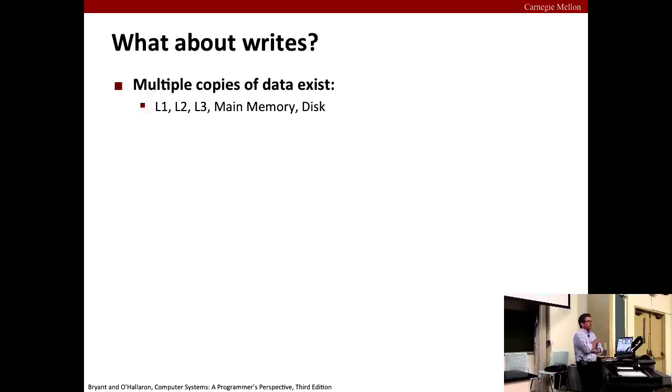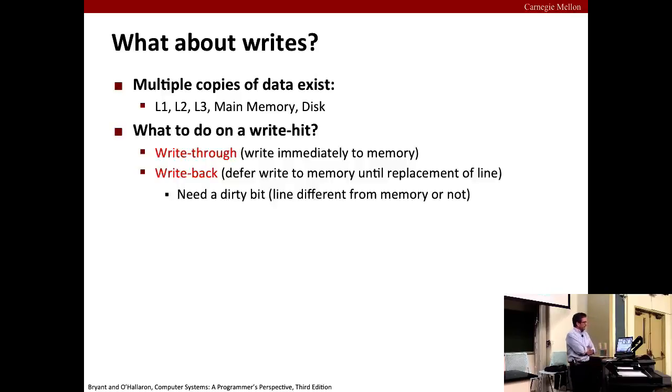Okay, now what about writes? There are multiple copies of the data. As we move up the hierarchy, we're creating subsets of the data in the caches. So what do we do if we write to a word within a block that's currently in the cache? We have two options. We can write that block immediately to memory. We've got a block that's this big, and we're updating just a little chunk of it.